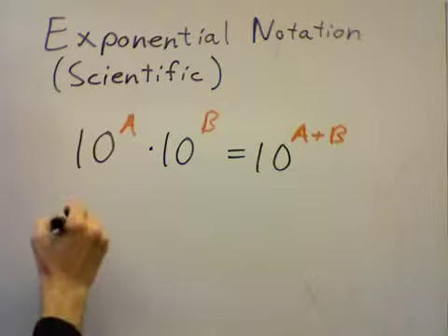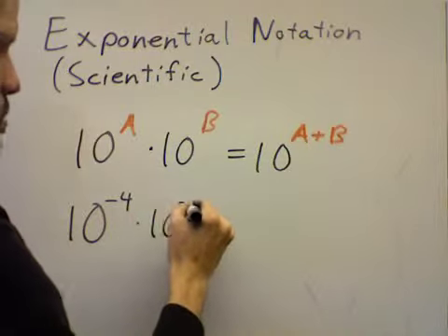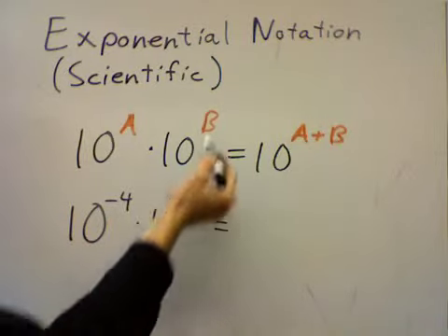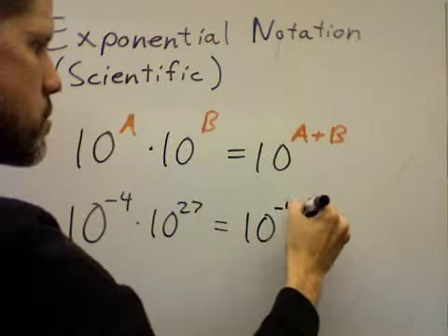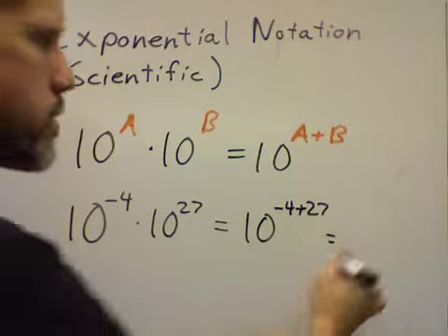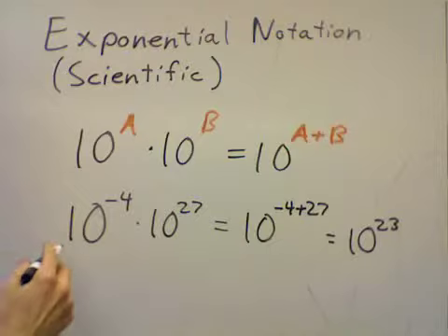Let me give you another example. Suppose I had 10 to the minus 4 times 10 to the 27. How would I do that? Well, a is minus 4, b is 27. So that means my answer would be 10 to the minus 4 plus 27. What's minus 4 plus 27? 23. That's pretty neat. I can multiply 10 to the minus 4 times 10 to the 27, find that it's 10 to the 23 without writing all those crazy zeros all over the place. That saves me a lot of hassle and makes it much easier to deal with very large numbers, and very small numbers too.